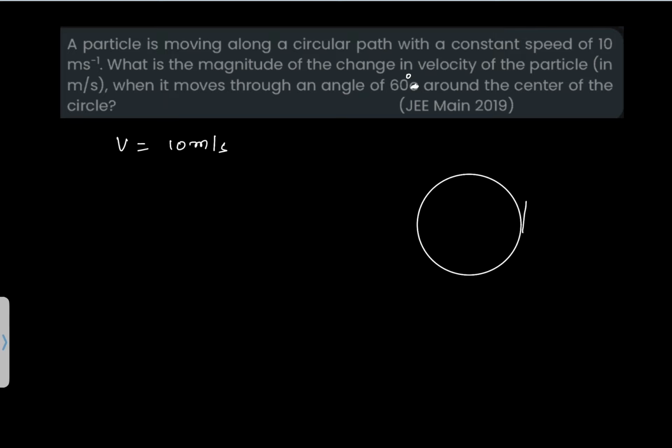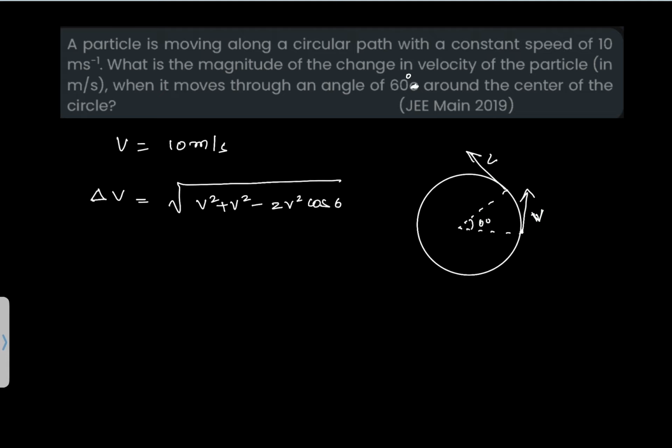So if I start with this velocity v, and here if it is taken as some initial point, and this let us take 60 degrees. So here this is also v, constant speed. So when I try joining these two velocity vectors, we can see the angle between them is 60 degrees. And here I'm finding the change, delta v. So when I find delta v, the value will be root over v square plus v square minus 2v square cos 60.